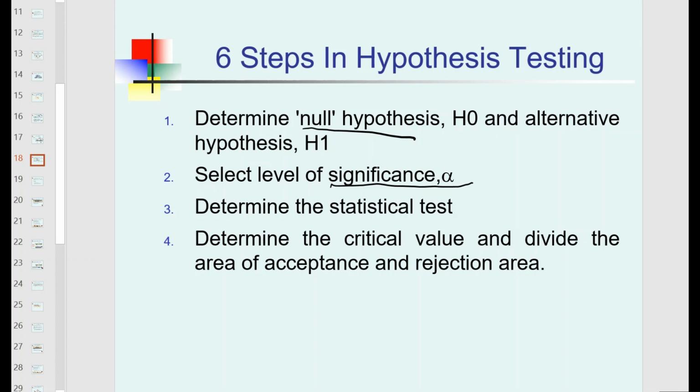So the third is to determine the statistical test. Of course, if sigma is known or unknown, you need to use Z or t-test. So that's why you need to determine what test you need to conduct, Z or T. The fourth one, determine the critical value and divide the area of acceptance and rejection area. Of course, like we have seen in the previous slide, we have the rejection and the acceptance, or do not reject, area. So there's the guidance for you to decide after you conduct the hypothesis testing.